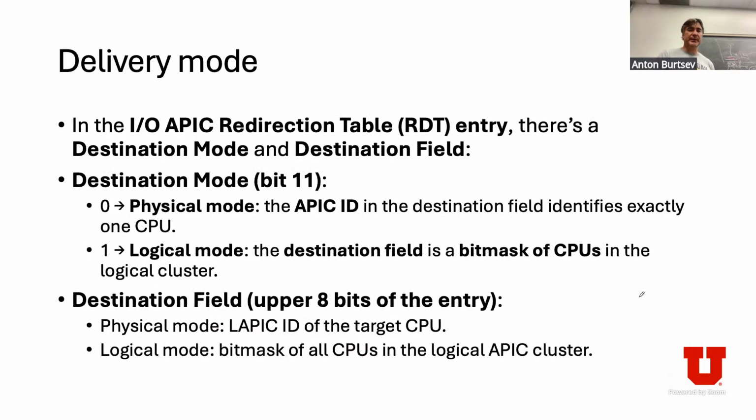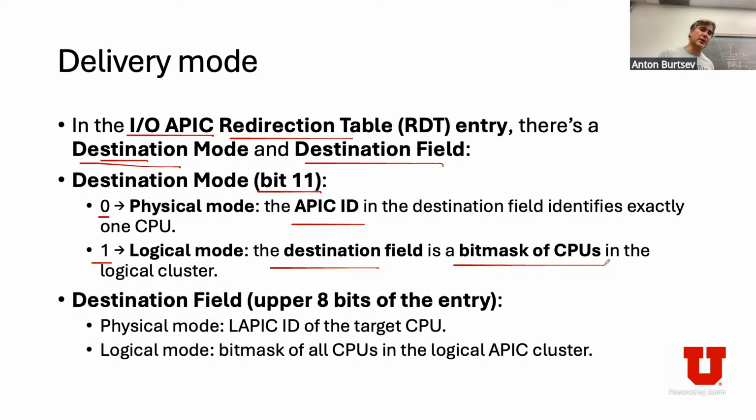And I wanted to discuss this round robin delivery mode. Essentially, in the IO APIC redirection table, and I never really listed the entries, just a high level description, there are two things: destination mode and destination field. Destination mode is bit 11. If it's 0, then it's physical mode, so in the destination field there will be the APIC ID, like CPU 0, for example. If the mode is logical, so the destination mode bit is 1, then the destination field is a bit mask of CPUs in the logical cluster.